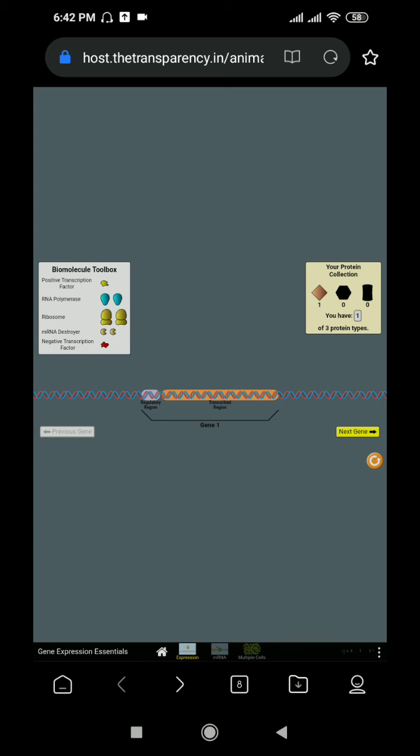These two processes occur at different sites within the cell. The first stage, which is the formation of mRNA, takes place in the nucleus. Once the mRNA is formed, it travels to the cytoplasm of the cell where the translation process takes place. So here we'll see how the transcription process occurs.